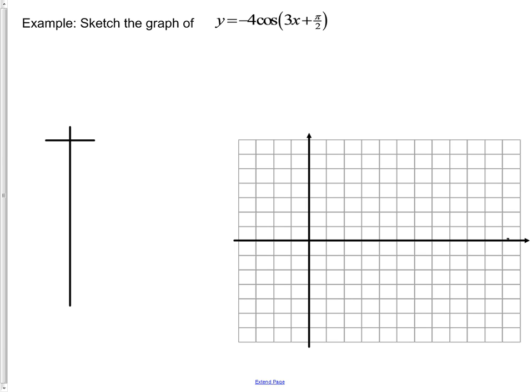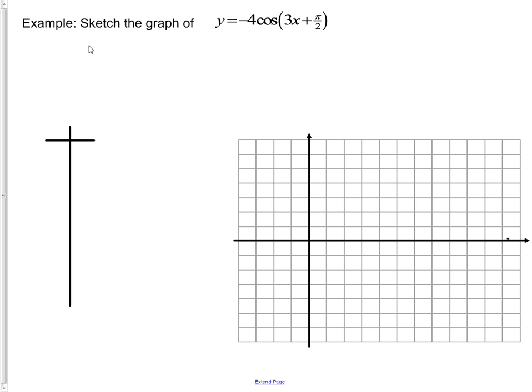So let's go over how we would do a graph that includes all the elements that we've talked about so far: a change in the amplitude, a change in the period, and a phase shift of some sort. Well, I go through a laundry list of items, and here's what I look for if I'm doing this.